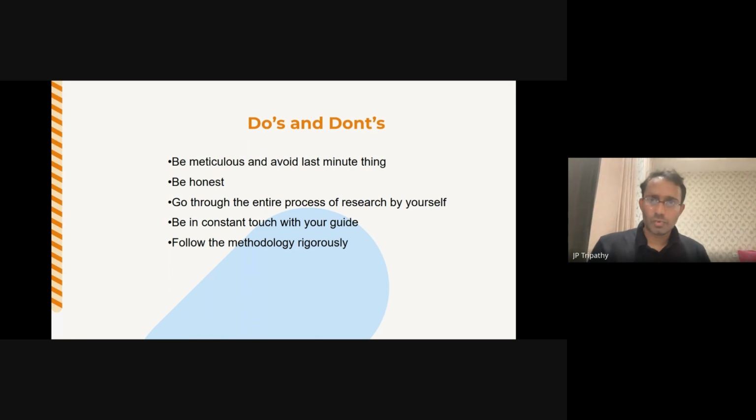Be very clear and honest with what you are doing. Go through the entire process of research by yourself. Your guide will always help you, but if you go through the process yourself, you will learn a lot. Be in constant touch with your guide and follow rigorously the methodology that you promised in the protocol. If there is a significant difference between your project completion report and the project protocol which you initially submitted, because you haven't followed the methodology properly, then your final completion report may not get accepted.